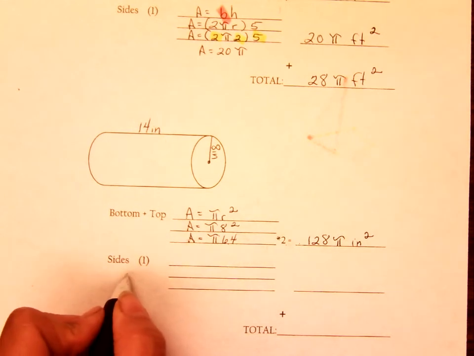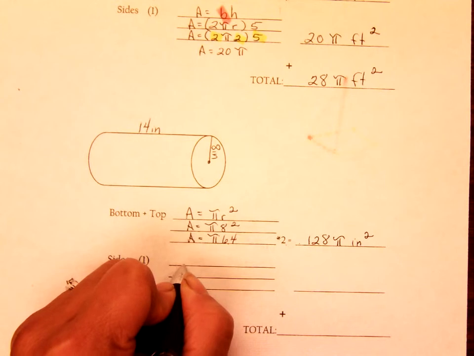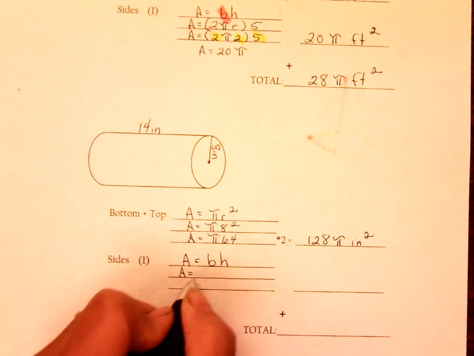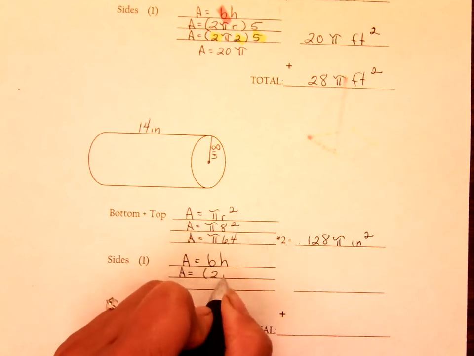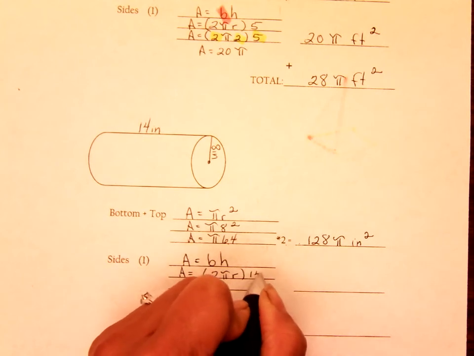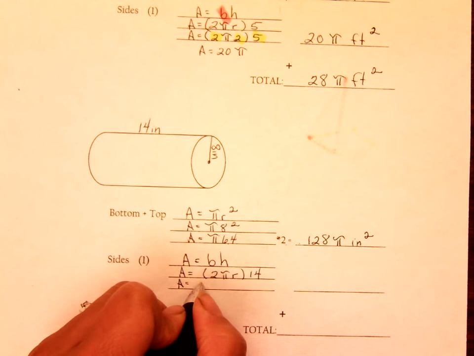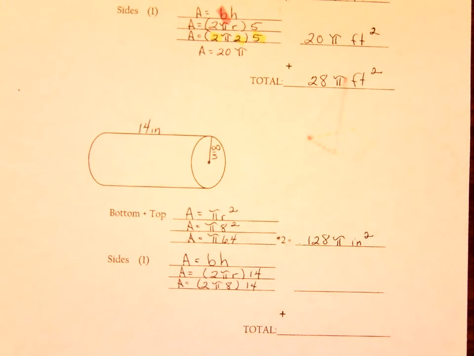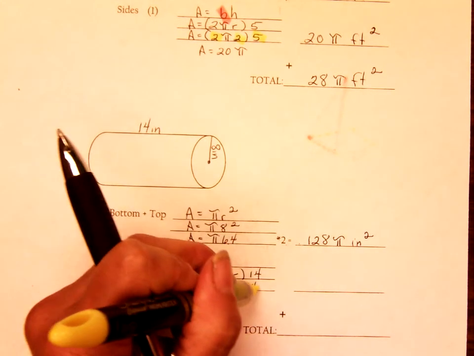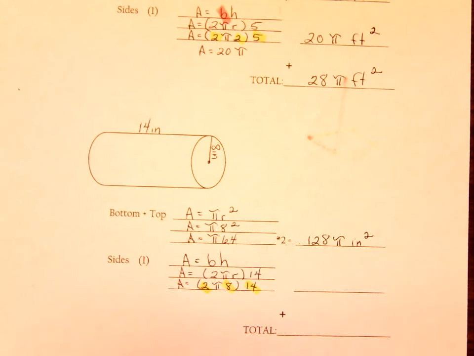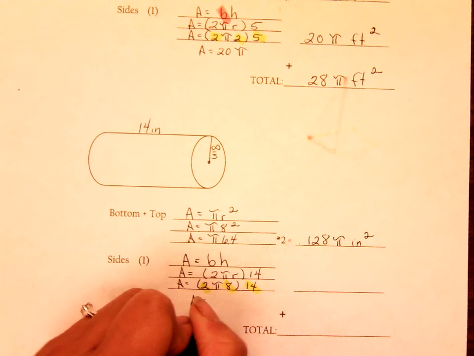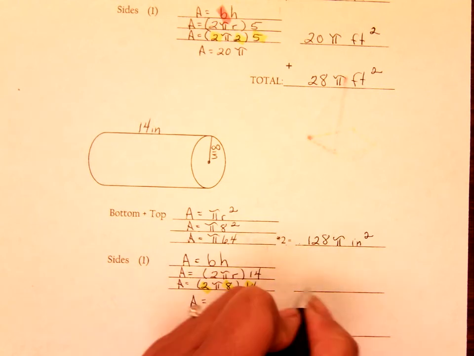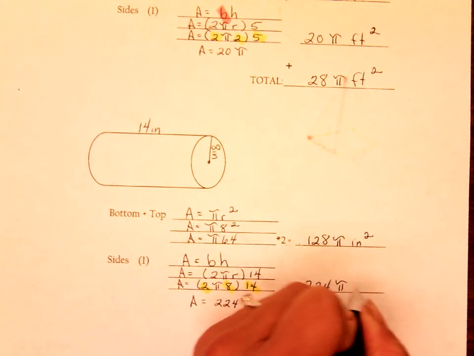Okay, the side. Hopefully you knew that it's a rectangle, so the formula for area of a rectangle is A is equal to BH. A is equal to base, which is the circumference of a circle, so that would be 2 pi r times h, which is 14. A is equal to 2 pi, r is 8, 14. So now you're going to multiply the 2, the 8, and the 14. So when you multiply that out, you get A is equal to 224 pi. And there's only one side, so your answer is 224 pi inches squared.